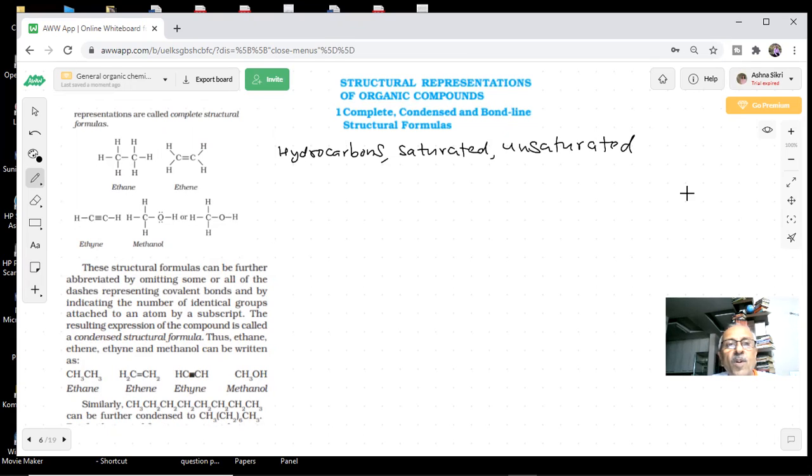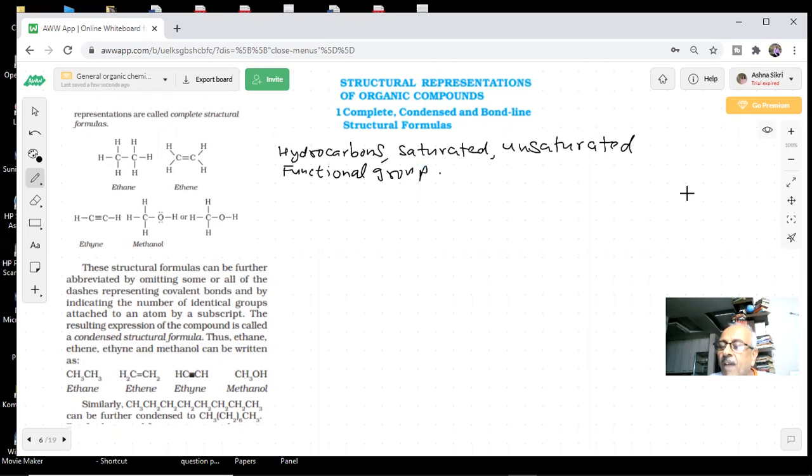Then we told you about functional groups, students. Functional groups are the reactive groups present in organic compounds, and they decide the chemical properties and reactions of these compounds. So basically the question is the structural representation of the organic compound.